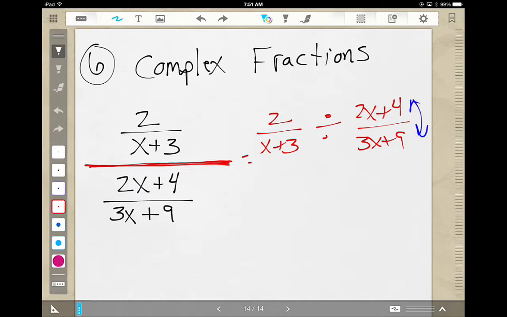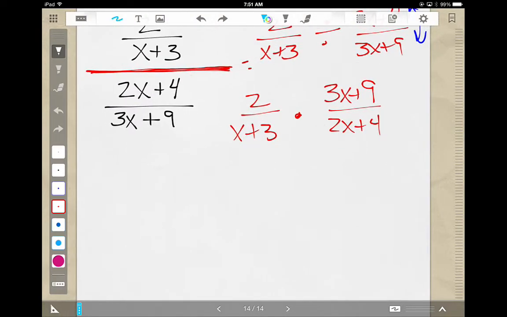So it's going to be 2 over x plus 3 multiplied by the reciprocal 3x plus 9 over 2x plus 4. I didn't do my factoring yet. I decided to take care of the reciprocal part. I did that so you can see that it doesn't matter. But what matters is that you do mathematically correct things. So now let's worry about our factors.